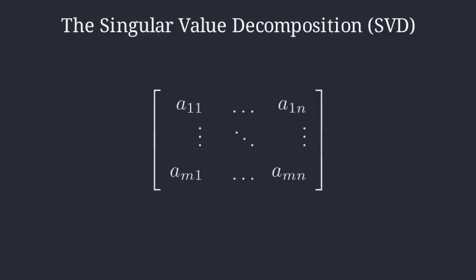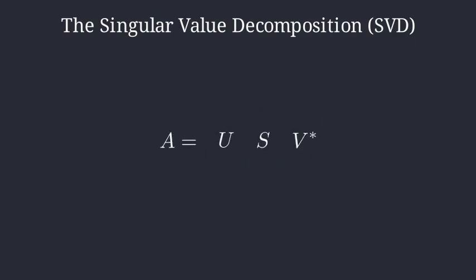The singular value decomposition, or SVD, is perhaps the most powerful decomposition in linear algebra because it applies to any matrix, even those that aren't square. It states that any matrix A can be factored into three parts: an orthogonal matrix U, a diagonal matrix S, and another orthogonal matrix V star.